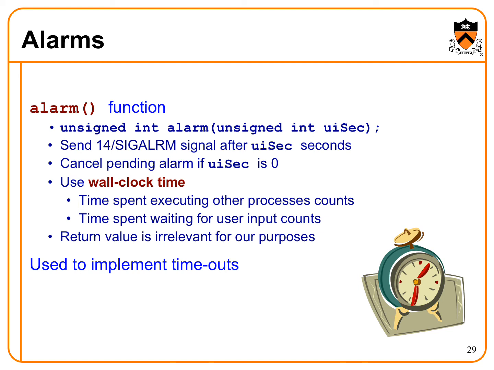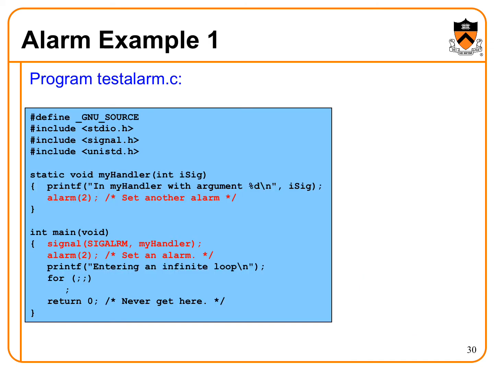Typically, this will be combined with installing a signal handler for SIGALRM, because the default disposition for SIGALRM is to terminate the process. Let's look at an example. Pause the video here and take a few minutes to reason about what this program will do.